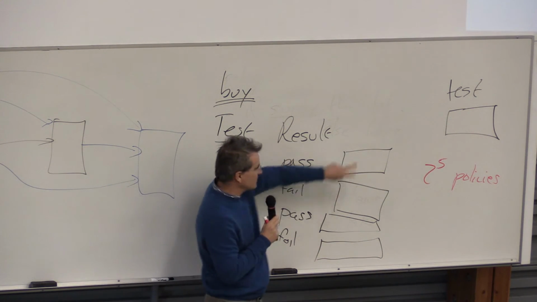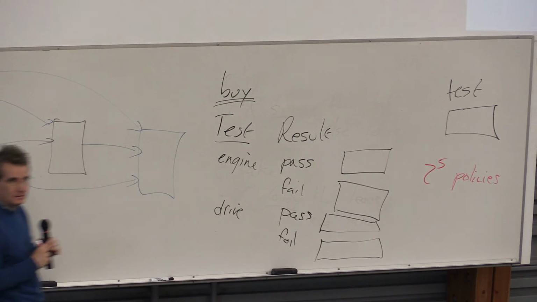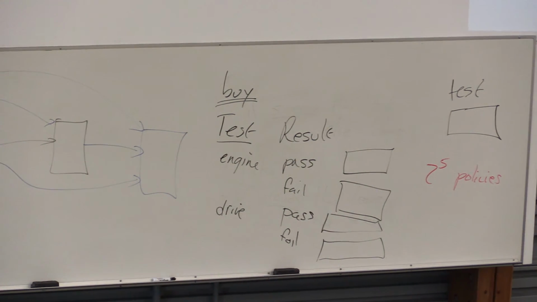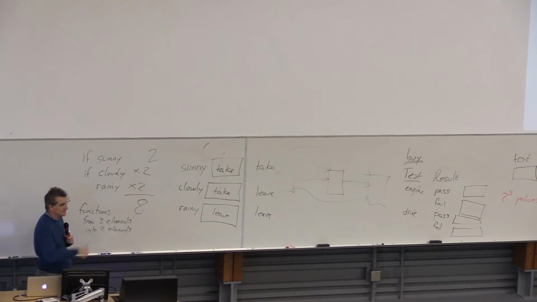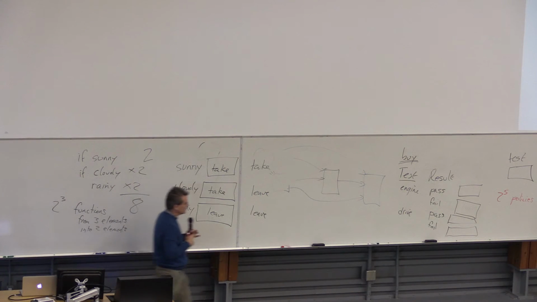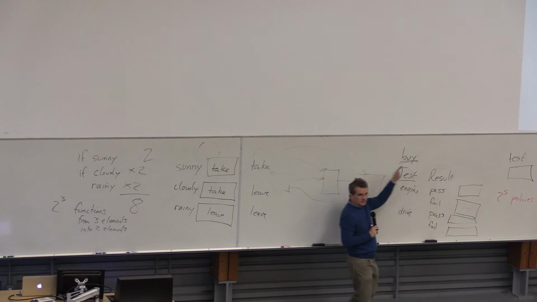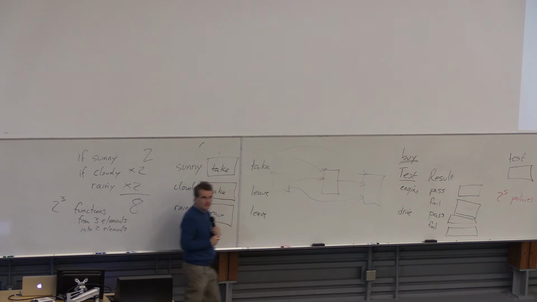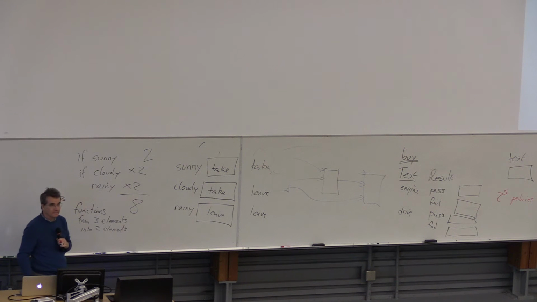For every one of these boxes, I have 2 choices, and I can fill them in arbitrarily. And in fact, when we get to use our graphical user interface in a minute, this is exactly the table we're going to fill in. This is the table we get to fill in. So this is a way of thinking about a policy. Okay, any questions about that?